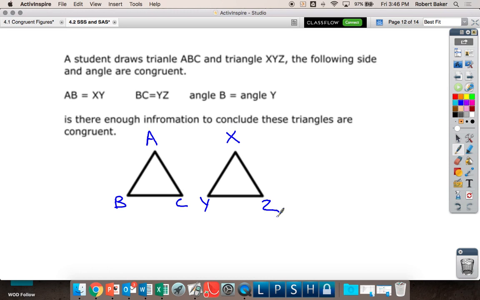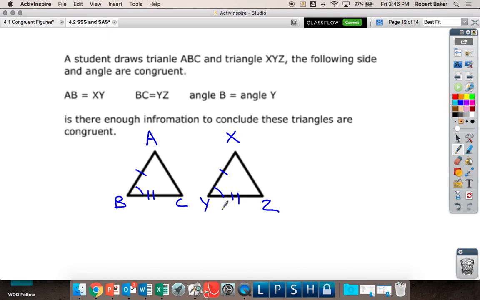Start marking what I know. AB. BC. Angle B. Are those two triangles congruent? Yes, it follows SAS. Perfect. Nailed it.